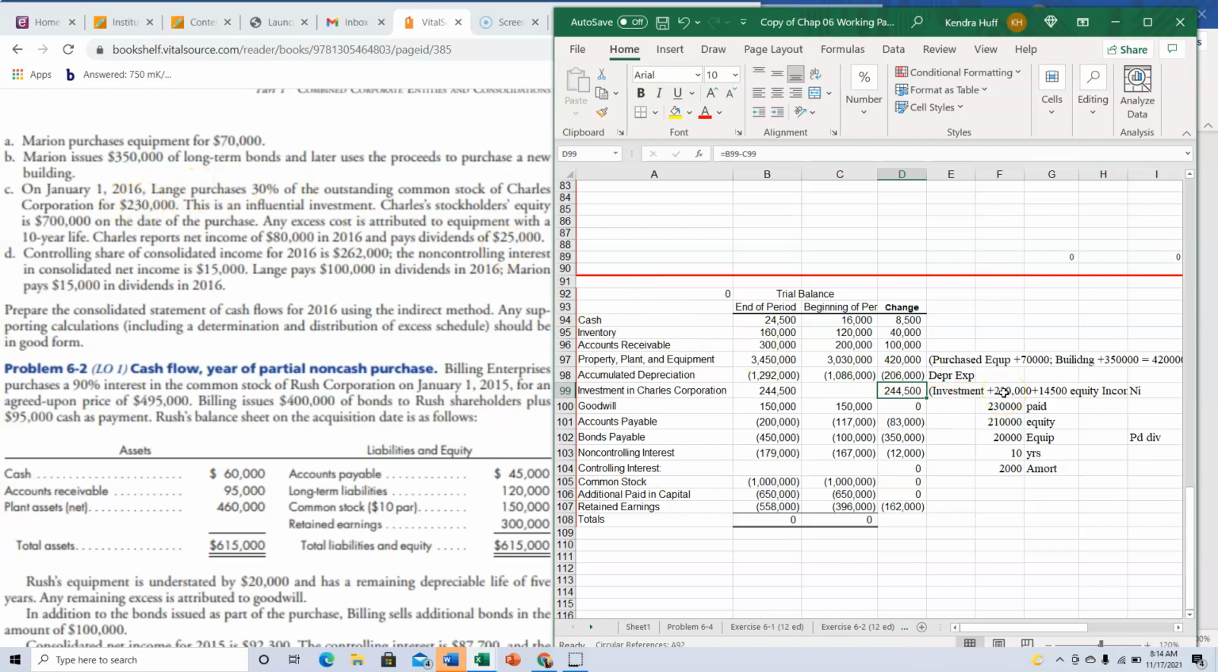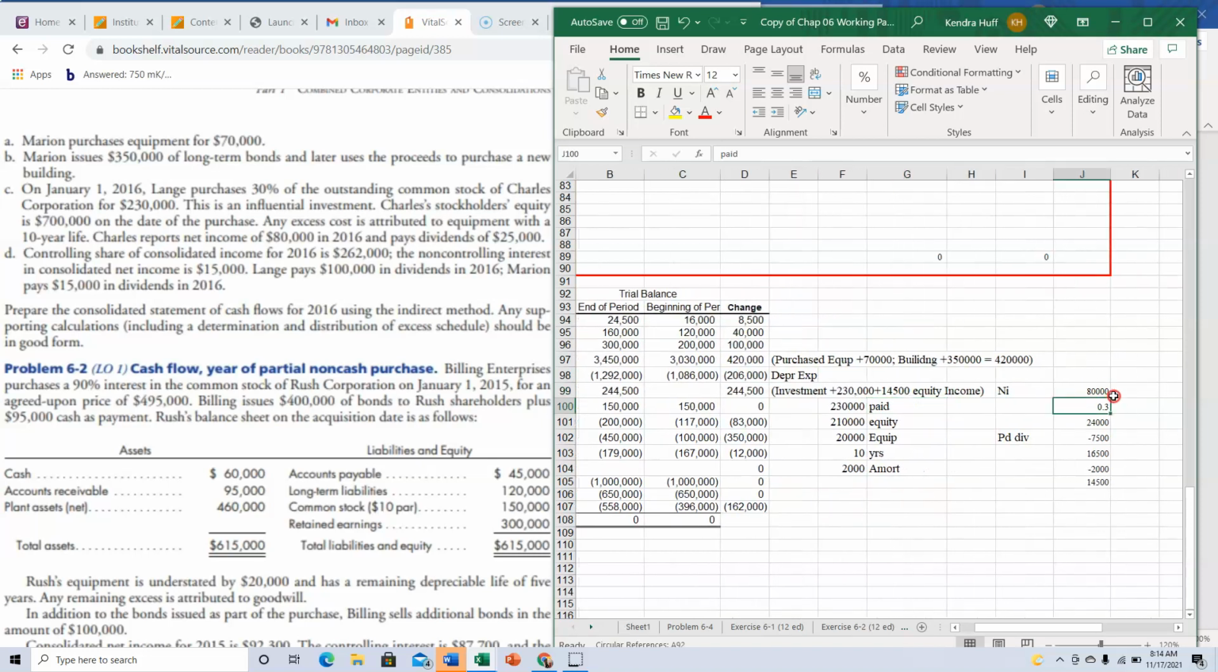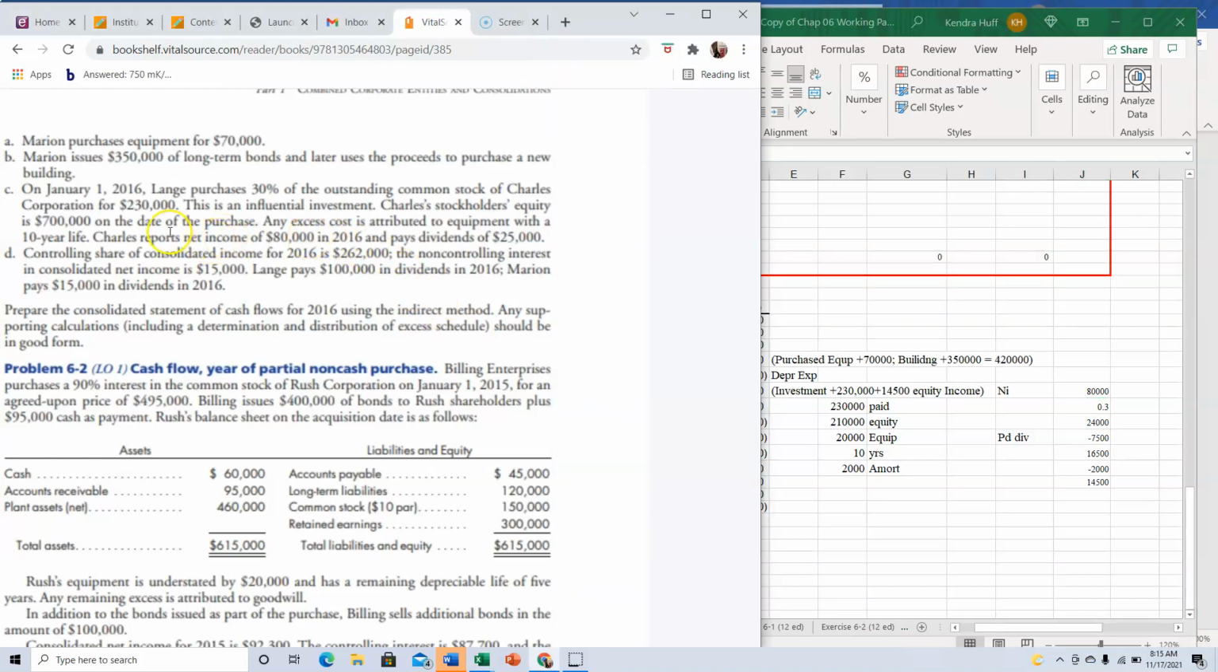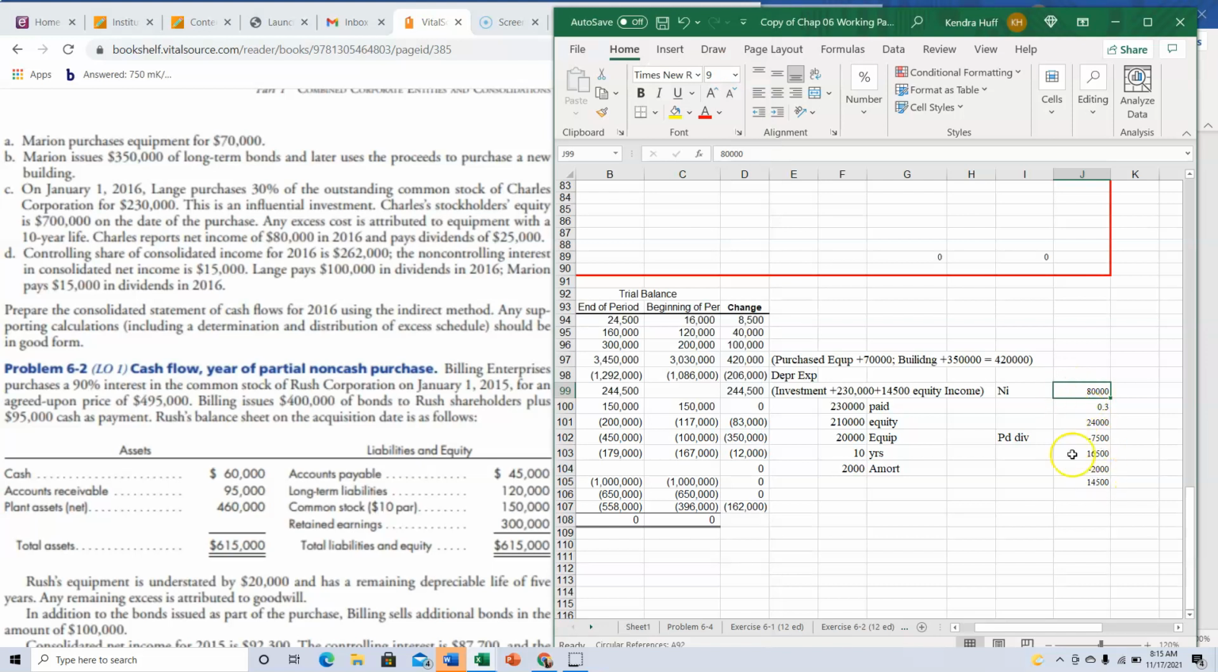It's increasing by that amount, plus equity income, let's see what I wrote there, plus an increase of $14,500 in equity income. All right, that $14,500 in equity income comes from, what did Charles have? Charles had net income of $80,000. We own 30% of it. So $80,000, that's what this little thing over here is, okay? That's how we got to the $14,500 down here.